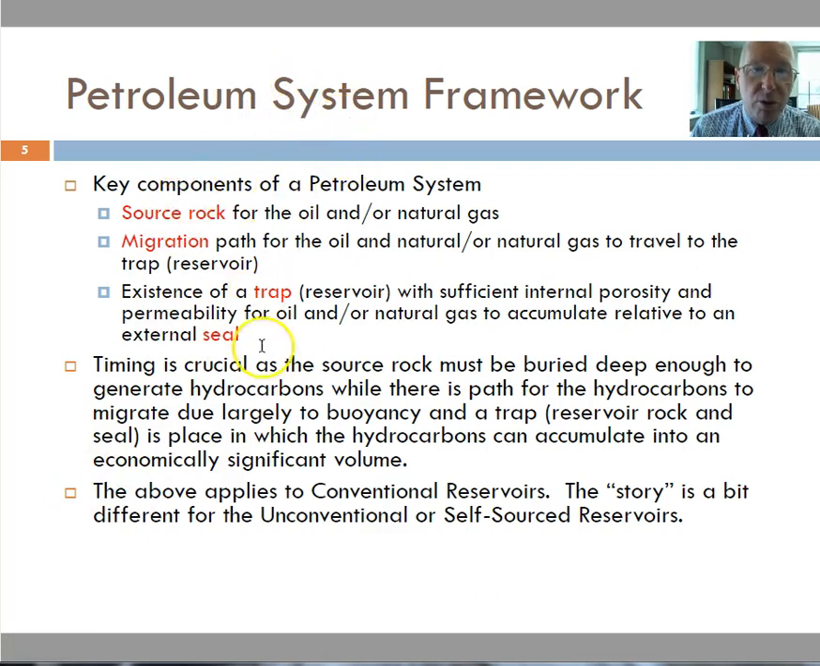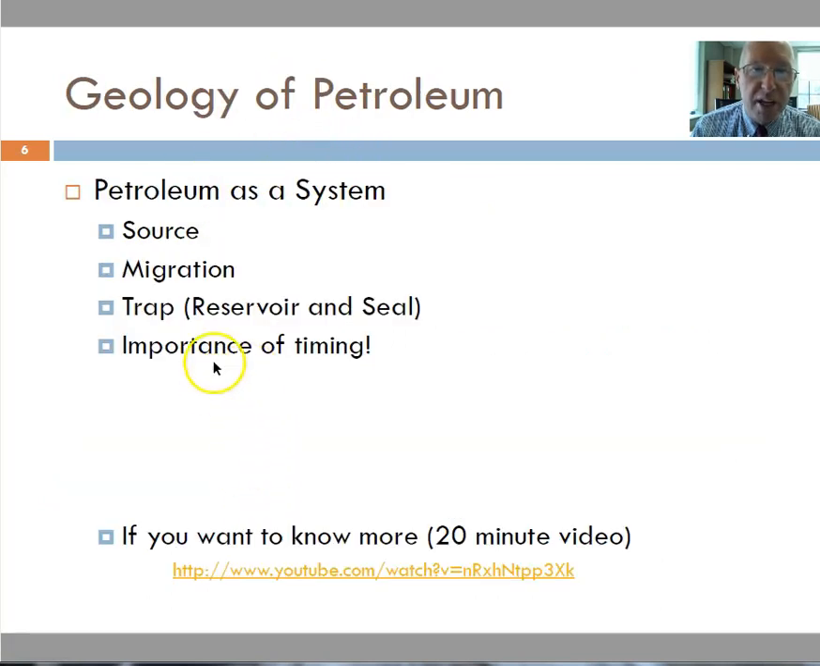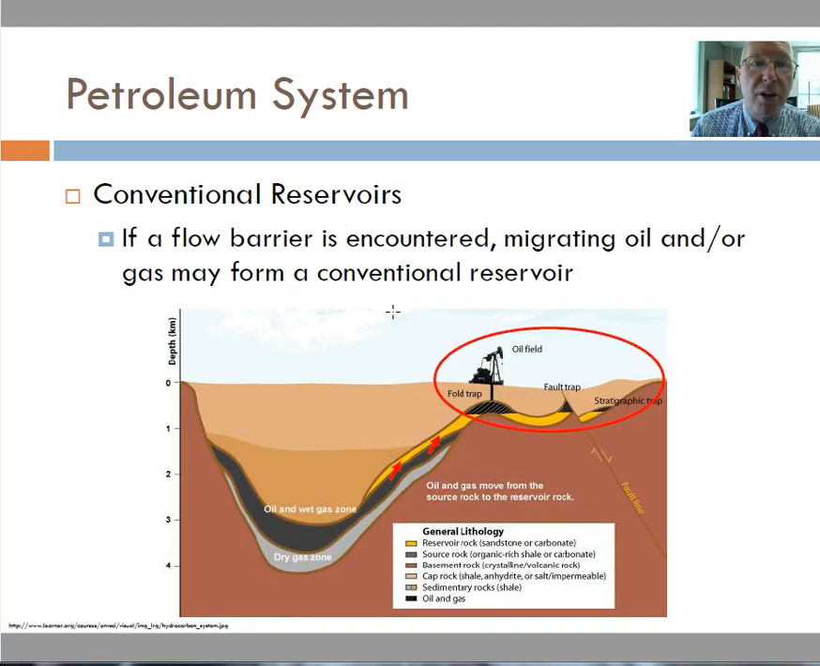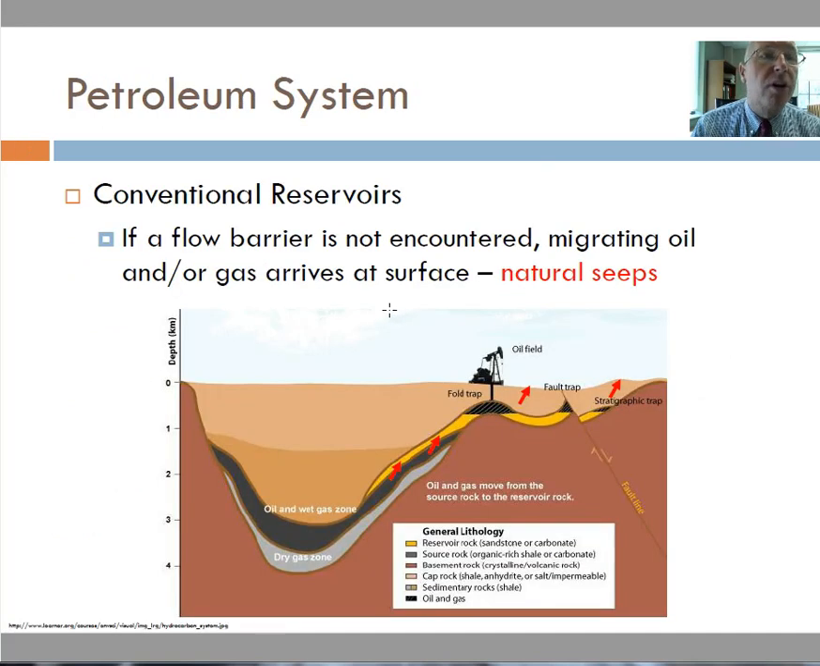These are the elements of the petroleum system. You're going to want to be very familiar with this slide. This is largely a restatement of the same thing. Make sure that you understand the importance of timing. Also, one of the fundamental things that's a little bit contrary to what you would think is that petroleum and natural gas, no surprise on gas, are less dense than subsurface water, and that means it moves upward. And that's a key part of the migration. And understanding that principle will help you understand a lot of things about how things work.